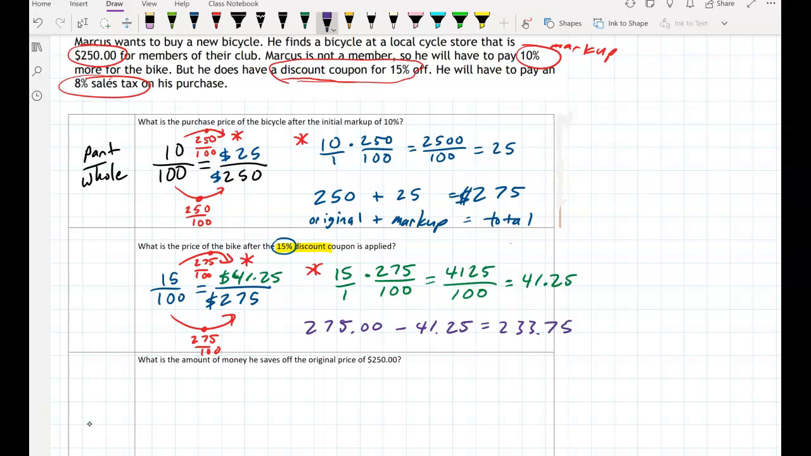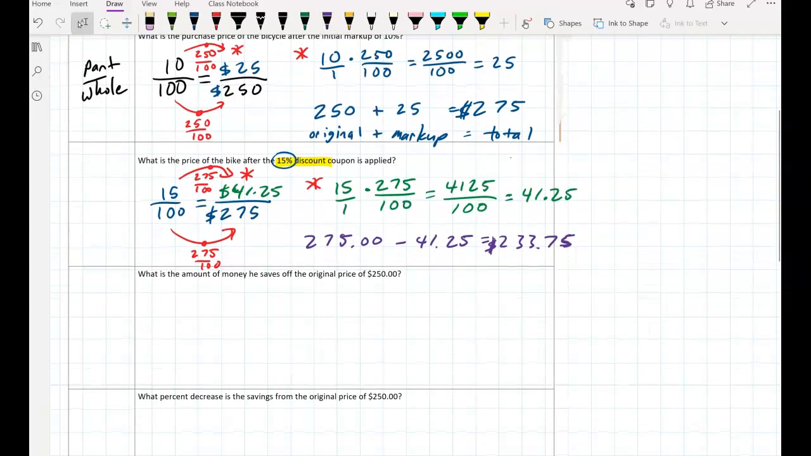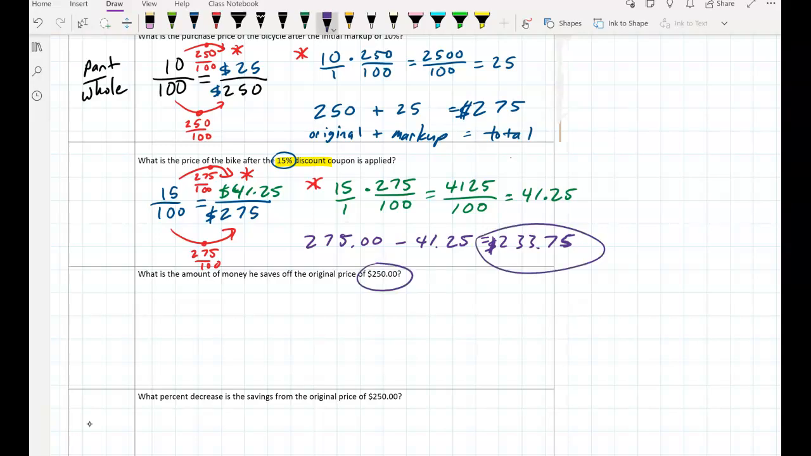Because sometimes, your fingers get fast. Yep, $233.75. So that is now the price of the bicycle with the coupon for 15% off. All right, we're moving on. So, what is the amount of money that he saved off the original price? So, the original price was $250. He's paying $233.75. So how much did he save?